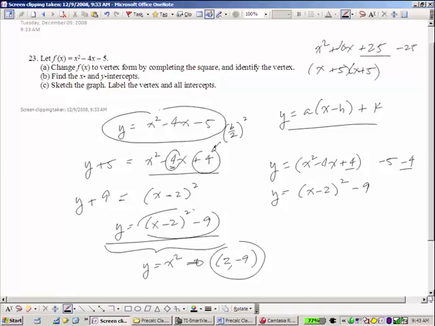This form's not screaming to you. It does tell you the vertex happens at negative b over 2a. Negative 4, the opposite, is 4, divided by 2. This tells you that the x-coordinate is 2. So they agree.